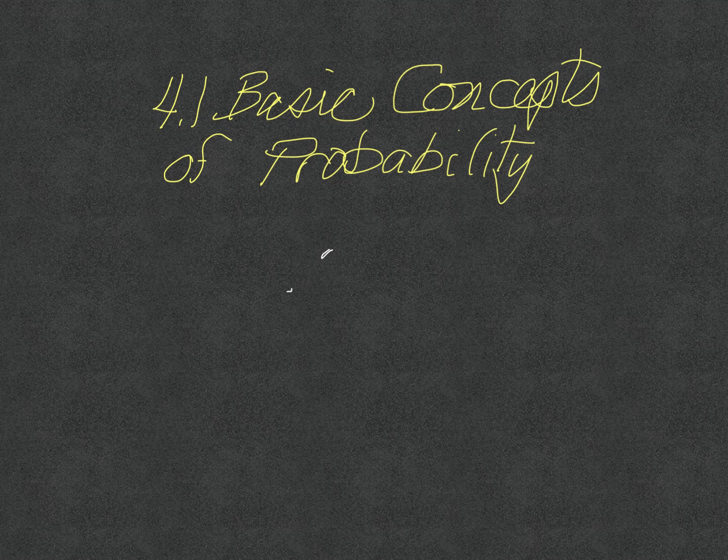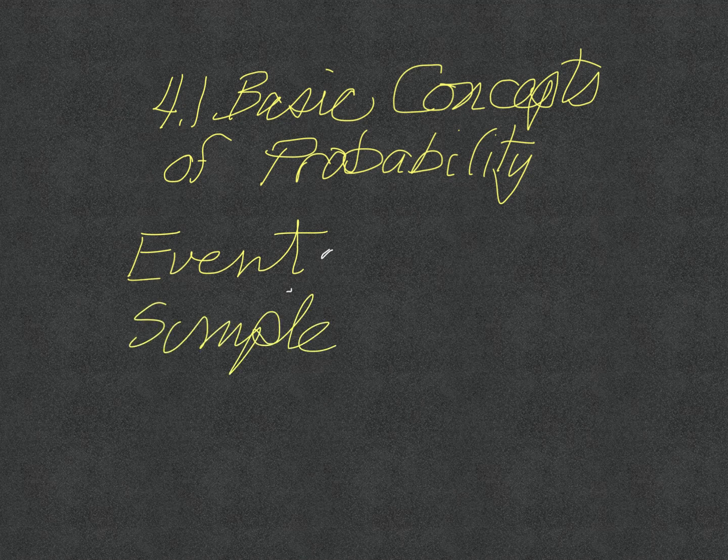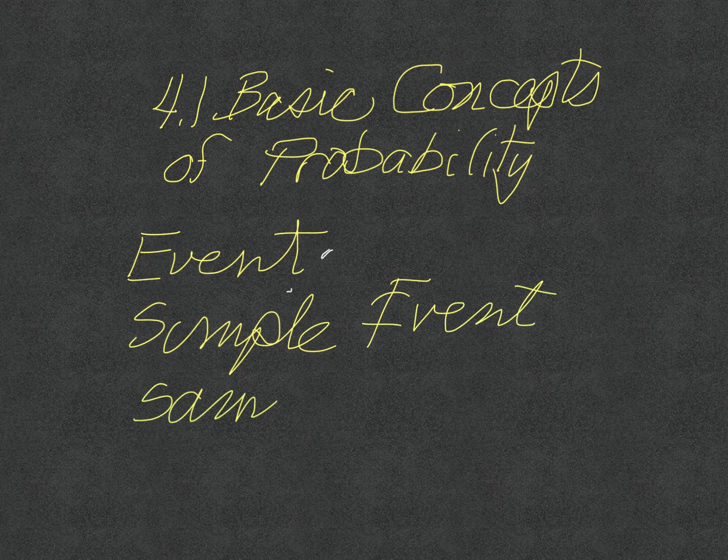The first thing I want to talk about in basic concepts of probability is what is an event, what's a simple event, and what's a sample space. So an event is just the collection of outcomes of a procedure.